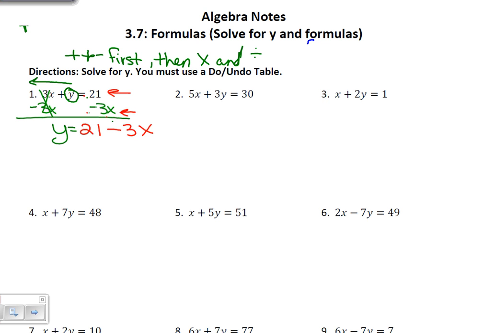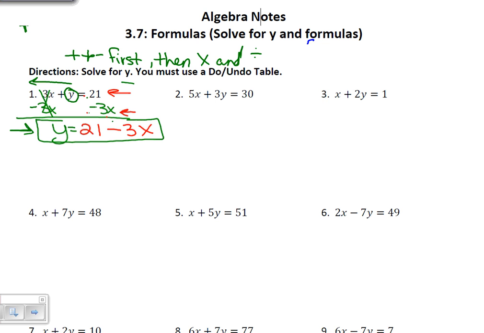Okay, again, I'm solving for y, so I know I'm done because y is by itself. So these formulas are going to look different because I'm not going to get a number answer, because I cannot combine the terms because they're not the same. So know that in all of these, I'm never going to come up with a number answer.